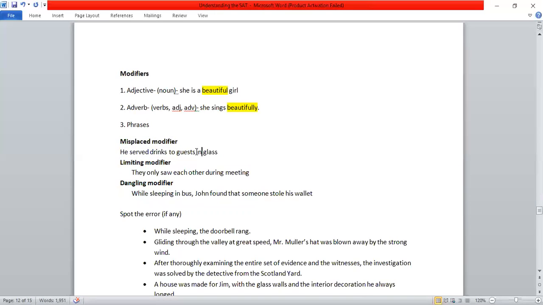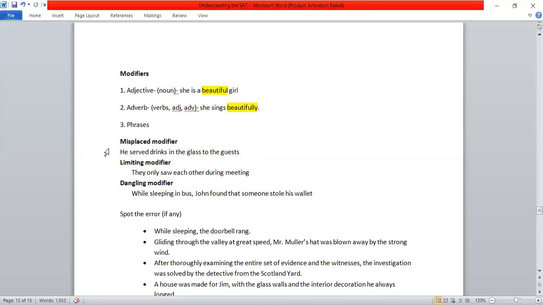So what you have to do is this part, in glass, which is your modifier. So this is how you identify where is the modifier. You pick it up, put it over here. He served drinks in the glass to the guest. And that makes a correct sentence. So wherever is your modifier, pick it up from there and put it next to the subject. That's what you should do.